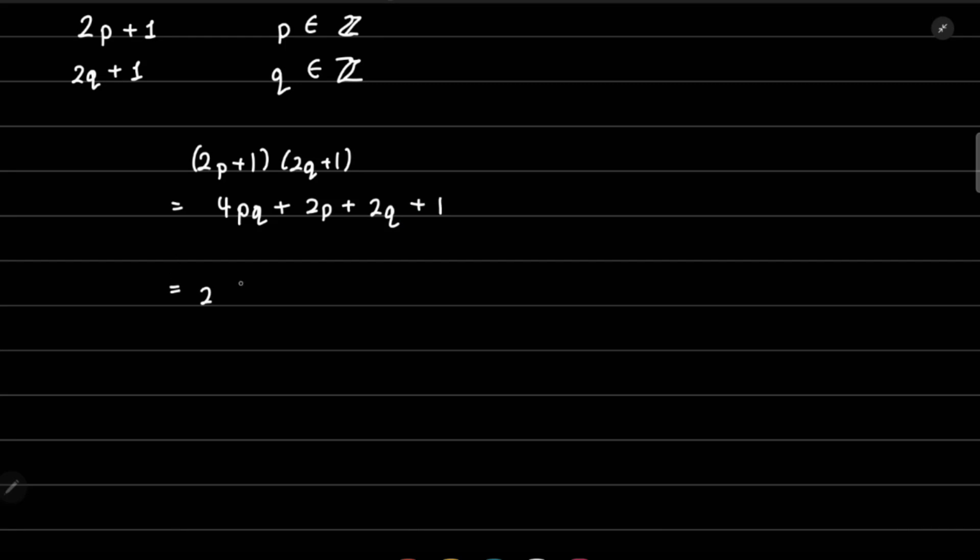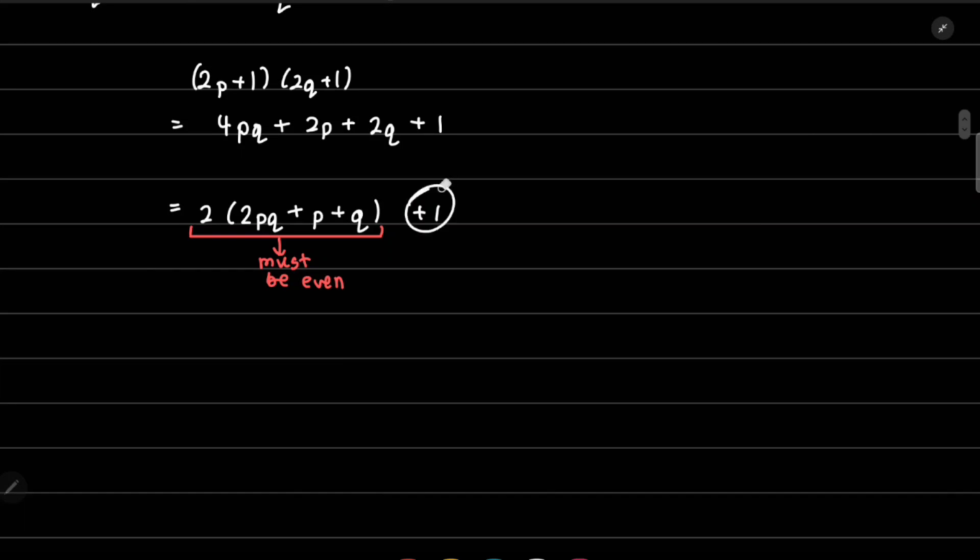Over here, this underlined part, this must be even, since inside we have an integer. 2pq plus p plus q must be an integer, and we have a 2 multiplied in front of it. This must be even. And if I add a plus 1 to an even number, 1 more than an even number is always odd. So we have proven that if we multiply two odd numbers, the product must be odd.